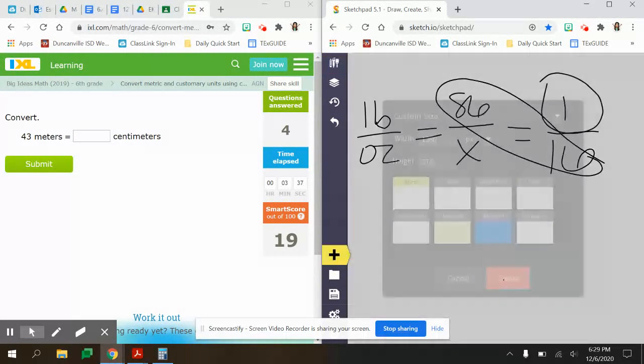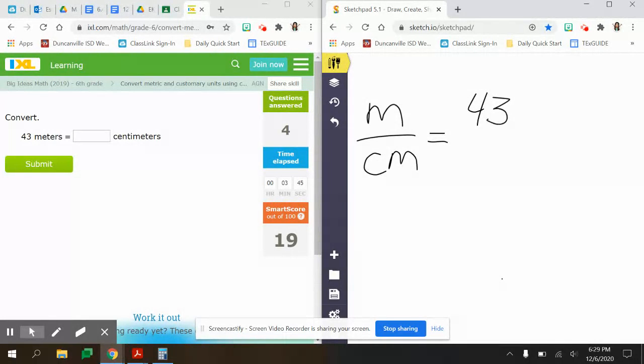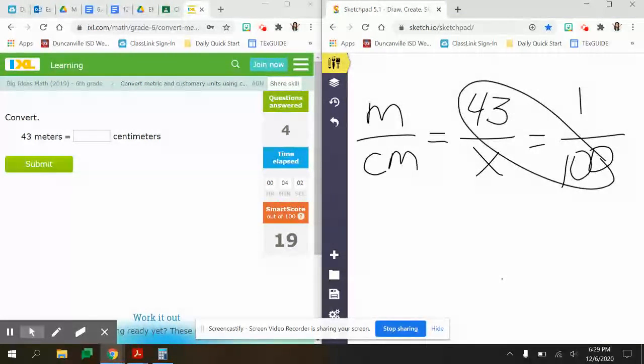Okay, 43 meters equals blank centimeters. In this problem, we're talking about meters and centimeters. I know 43 meters, and I don't know the centimeters. So let's look at our STAAR reference sheet. It says 1 meter equals 100 centimeters. I'm going to cross multiply 43 times 100.